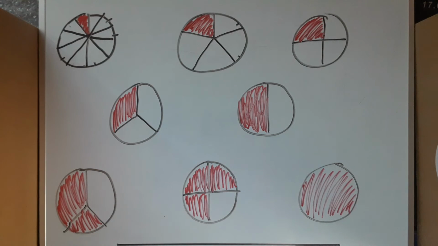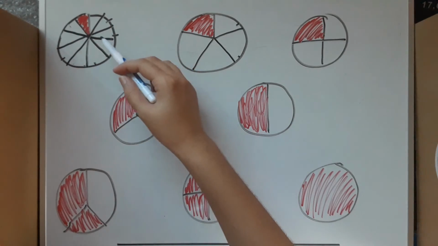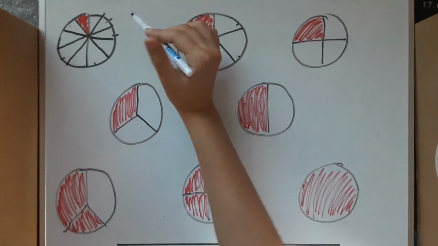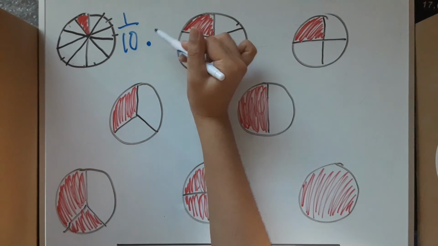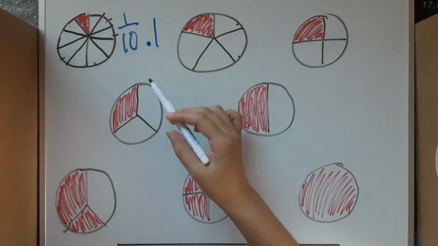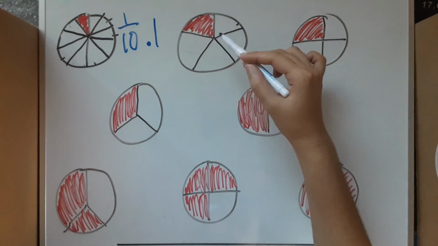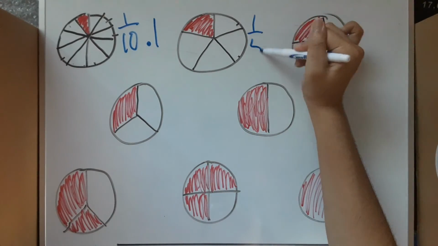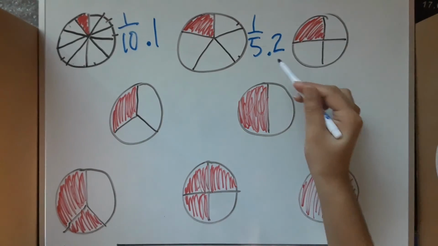There's a lot of decimals that you can think of. However, these are some common ones that you'd want to know off the top of your head. The first one, we can see that there are 10 pieces. One piece of these 10 pieces is 1 out of 10. In decimal form, it's written as 0.1, or 1/10. For the second one, there's 5 pieces, and there's 1 filled in, so that's 1 out of 5, also seen as 0.2, or 2/10.